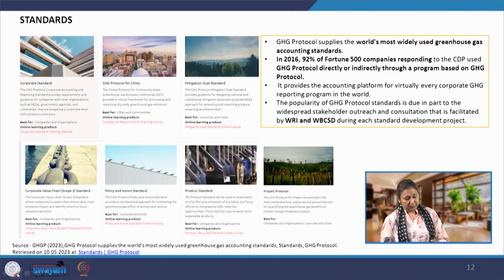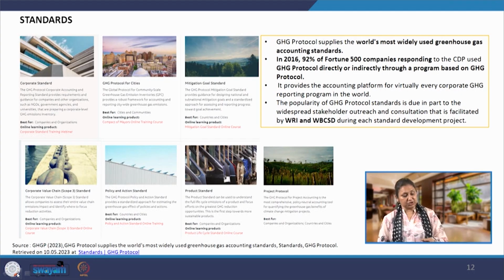Now, coming to GHG accounting standards within the GHG Protocol. Within the GHG Protocol we have these 7 standards for different purposes, for different user groups, for different entities. So, we have a corporate standard, which was also the first one to be established, and which enables corporate accounting and reporting for corporates. Then we have the GHG Protocol for cities, which is the protocol for community scale greenhouse gas emission inventories. The cities will have several corporates under the umbrella, and many other infrastructure related activities and projects going on. So, this is for cities.